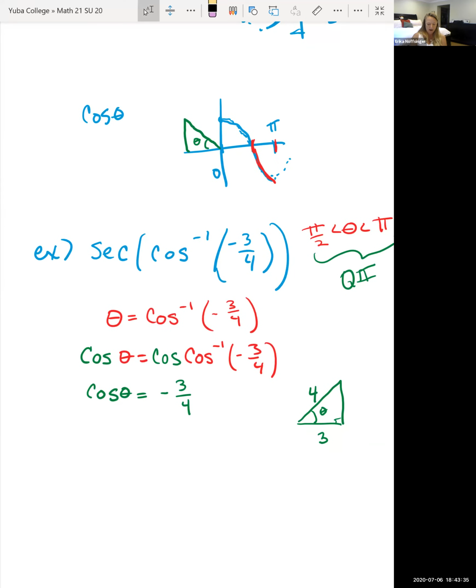So I need to figure out the missing side of our triangle. And so this is a missing leg. I know the missing leg, maybe we can call it y if we want. So y is equal to the square root of 4 squared, which is 16, minus 3 squared, which is 9. So y is equal to square root of 7.